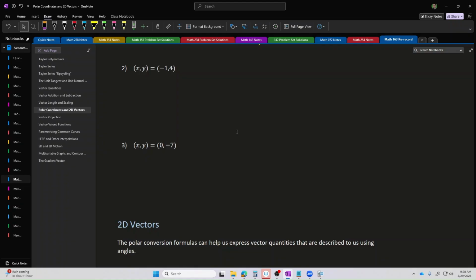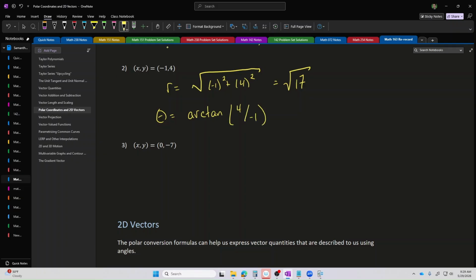Let's convert the point (-1, 4) to the polar system. So calculating r the usual way, the square root of (-1)^2 + 4^2 is equal to the square root of 17. And then theta, in this case, would equal the arctan of 4 over -1. But then I need to add 180 degrees or pi radians to this result because this x-coordinate is negative. So this point is on the left half of the xy plane, which is outside of arctan's natural range.